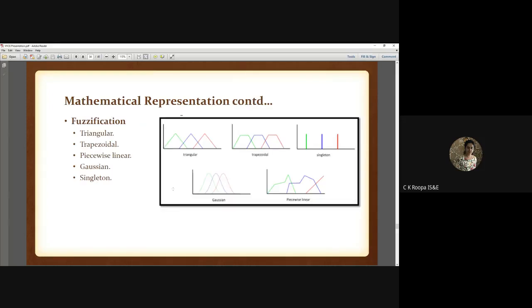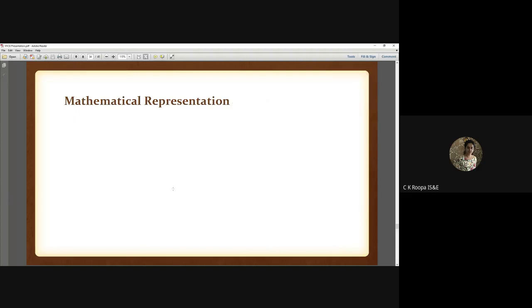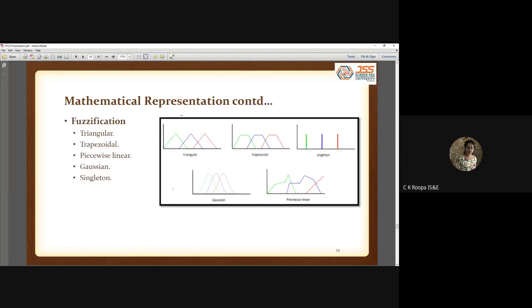So this is what actually yesterday Dr. Nagendra Swami was discussing about, the existence of an ambiguity or the vagueness, which can be eliminated through some form of fuzzification, right? So fuzzification can be represented in various forms.